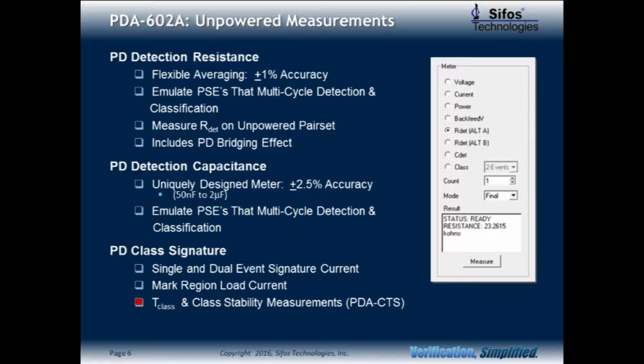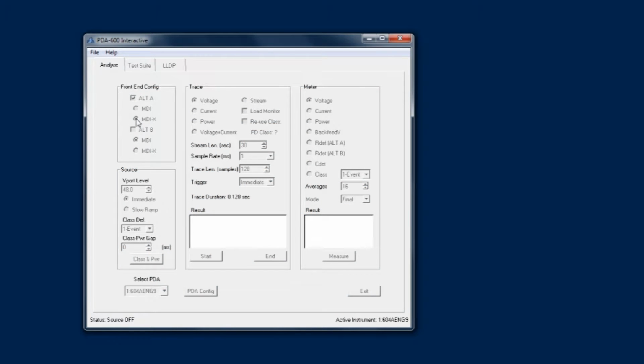Just like detection measurements, classification measurements can be multi-cycled to report average or final cycle measurement results. The PD conformance test takes advantage of these features to assess the impact of sequential detections and classifications on the measured class value. I'll now perform some DC meter measurements on the Alt-A pair set with MDIX polarity selected.